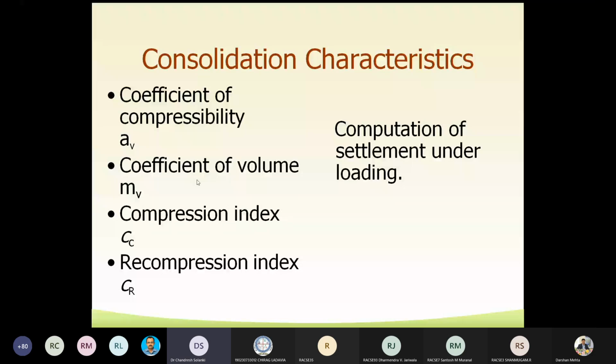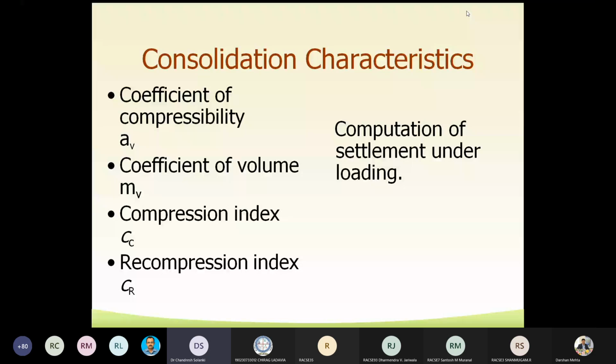It is particularly useful in the case of over-consolidated soil, whereas the compression index is used for normally consolidated soil to find the consolidation settlement. The equation which we use is H Cc upon 1 plus e0, log10 of sigma 0 plus delta sigma upon sigma 0. As mentioned in the RWDA book, the combination of the compression index and recompression index is used for finding the magnitude of the settlement in the case of over-consolidated soil.